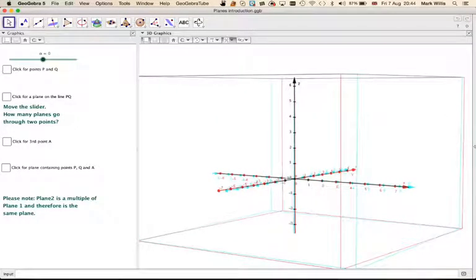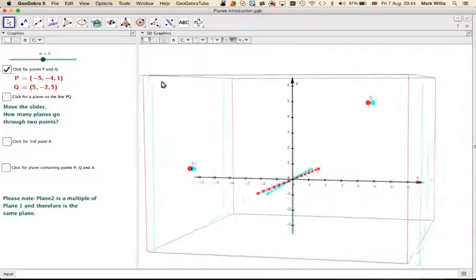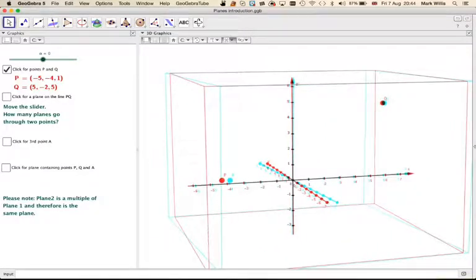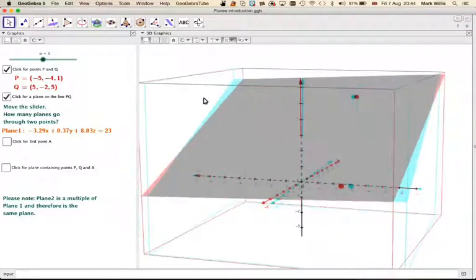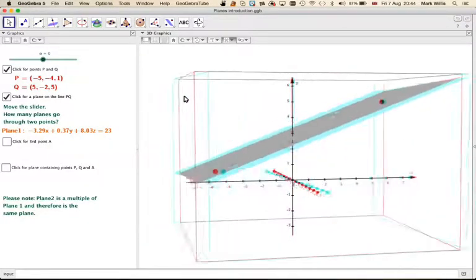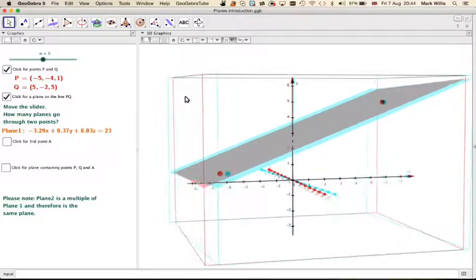Now, if I click and put two points on, there they are, we have point P over here, and point Q here. And the question is, how many planes will actually go through these two points? Well, if I click here, it will put one particular plane on, like that. Okay, and how many now planes can we actually get?